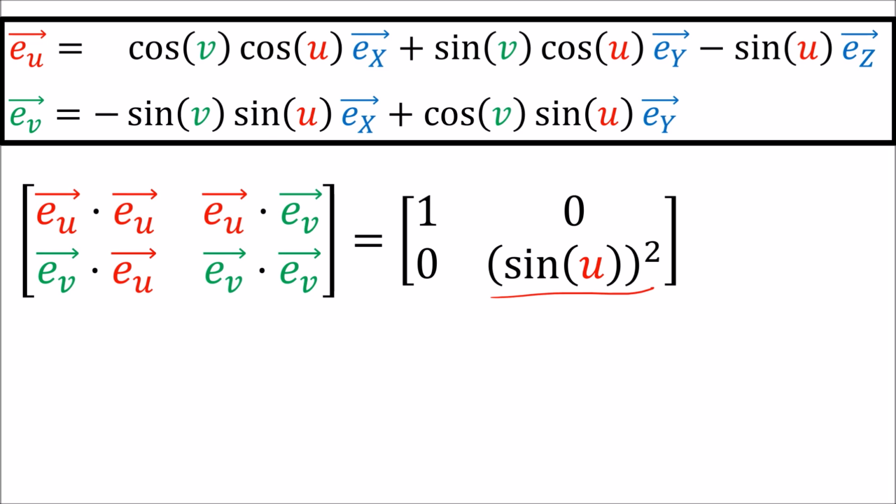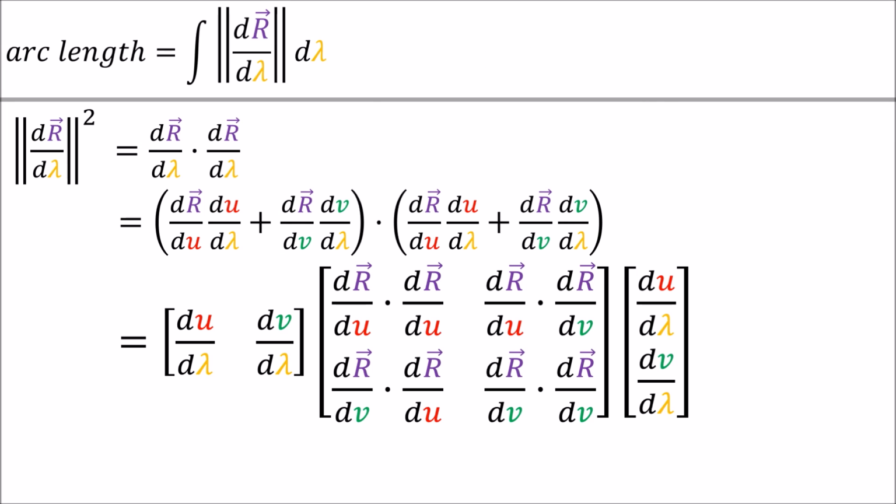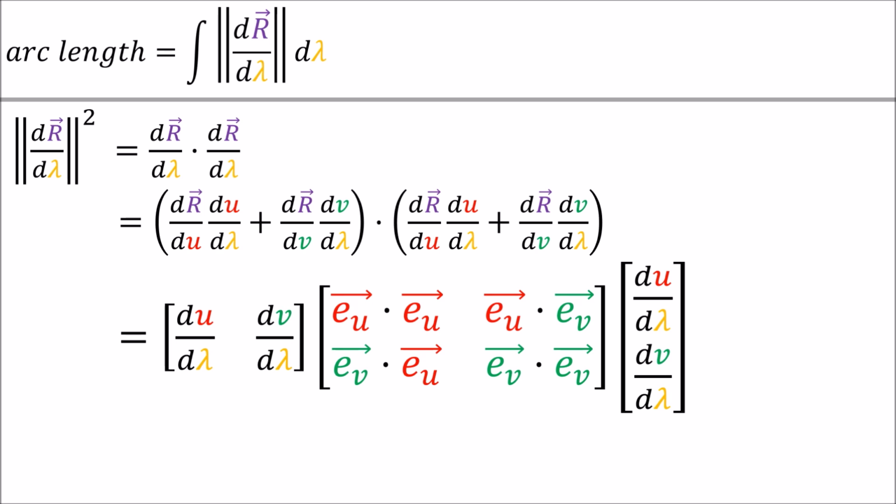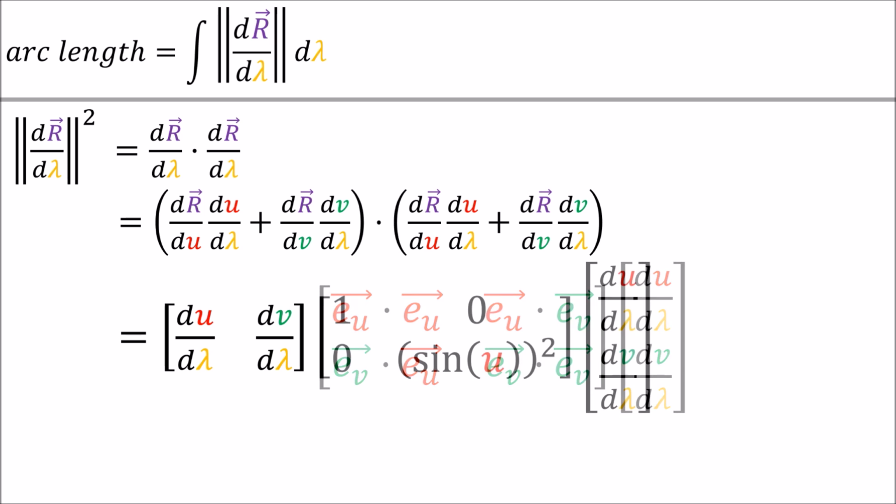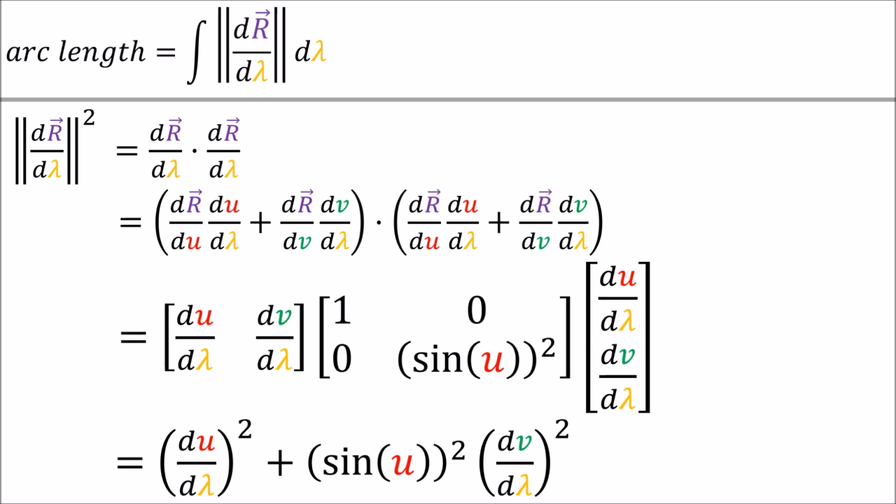v.v equals sine of u squared, u.u is equal to 1, and the cross terms u.v and v.u go to 0. So with this equation of array multiplications for the squared magnitude of the curve's tangent vector, we just computed the elements of this metric tensor here, which are the basis vector dot products, and so we got this. And so multiplying all of that out, we get this expression here, which is sort of like Pythagoras' theorem, but we have this extra multiplying factor here of sine of u squared.